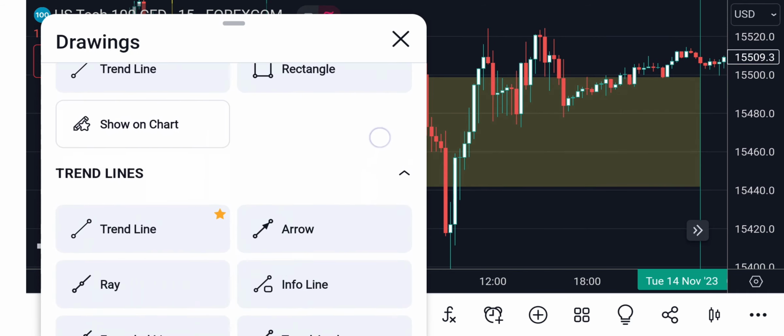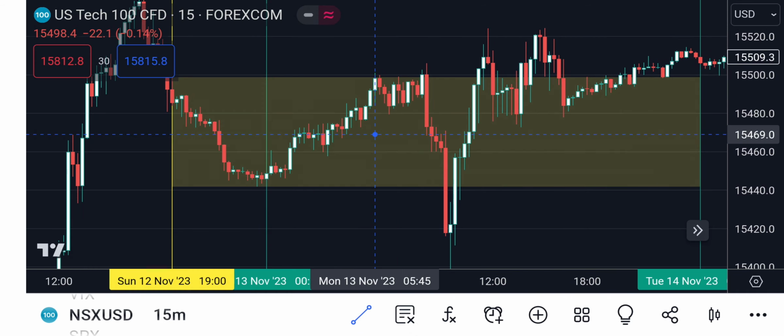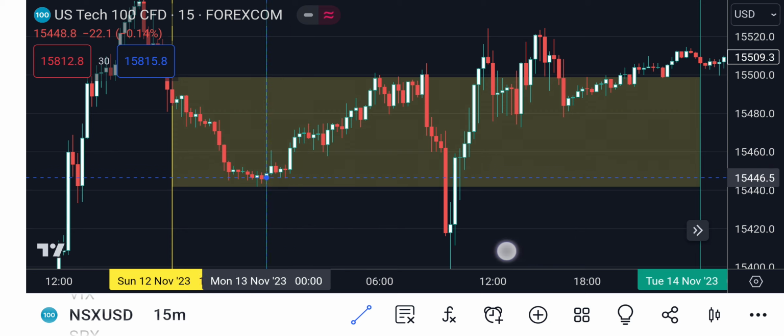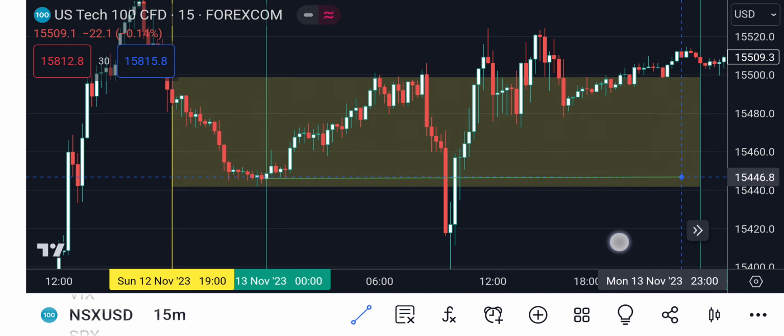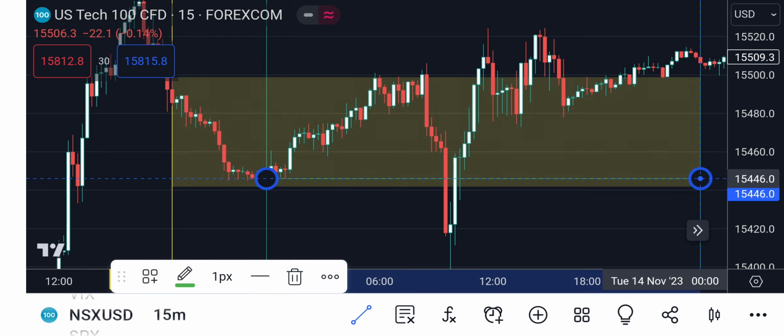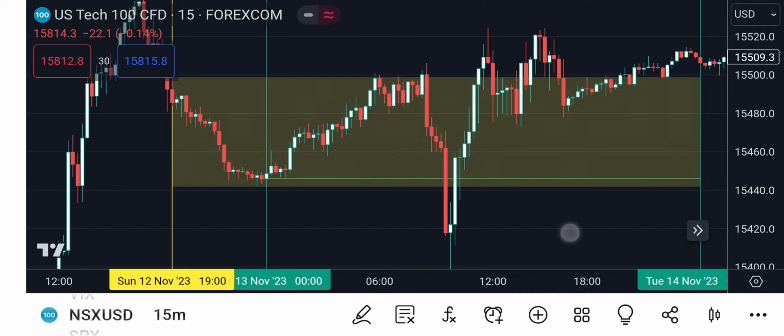And then what I'm gonna do next, guys, I'm gonna make another line from the opening of the New York session. There's an opening, which means that's where the price is gonna start opening. So I'm gonna make another line all the way across the New York time zone, all the 24 hours from midnight to midnight. This is my price opening.